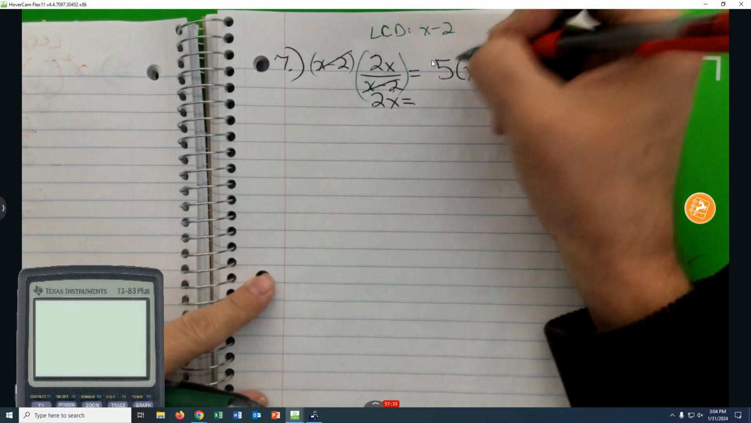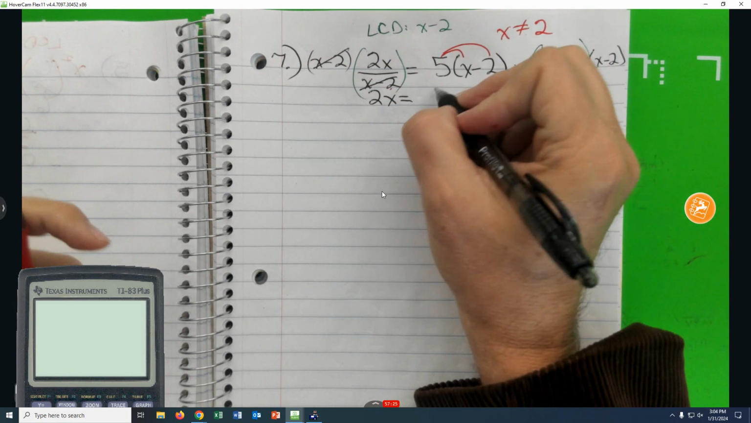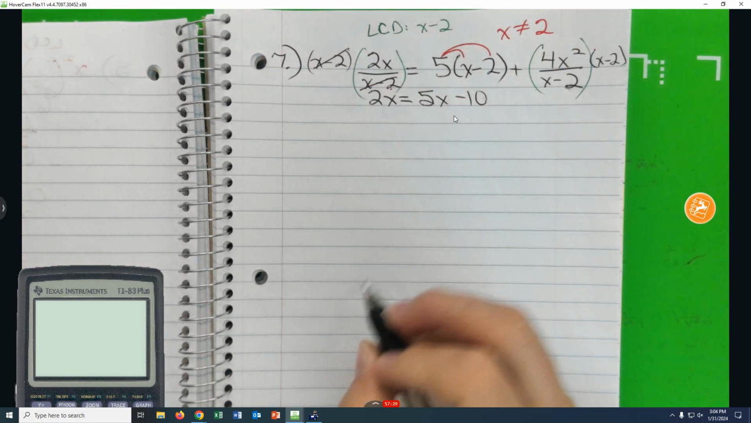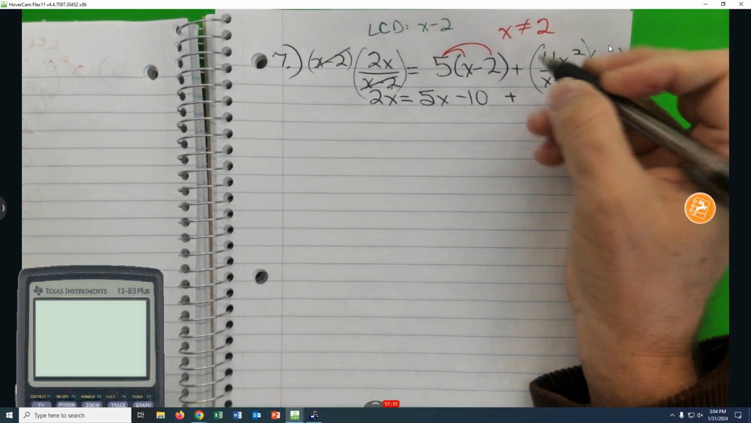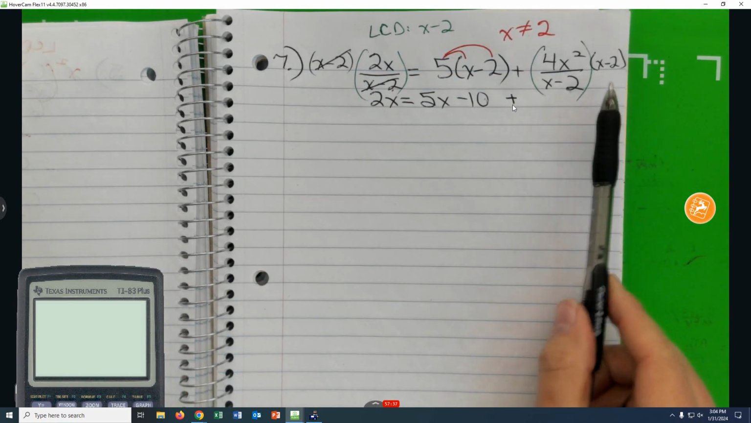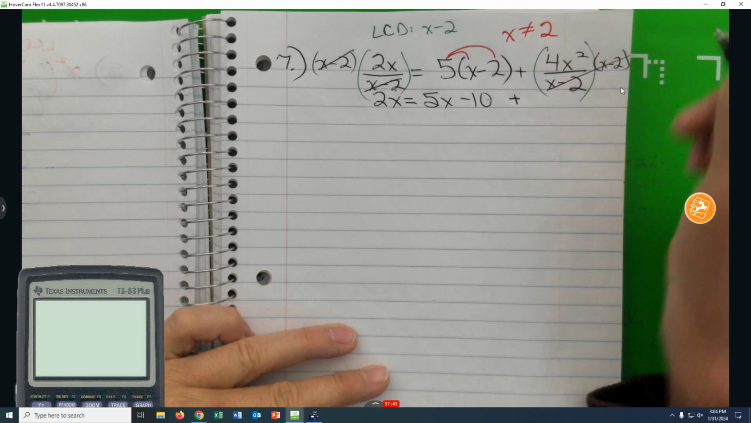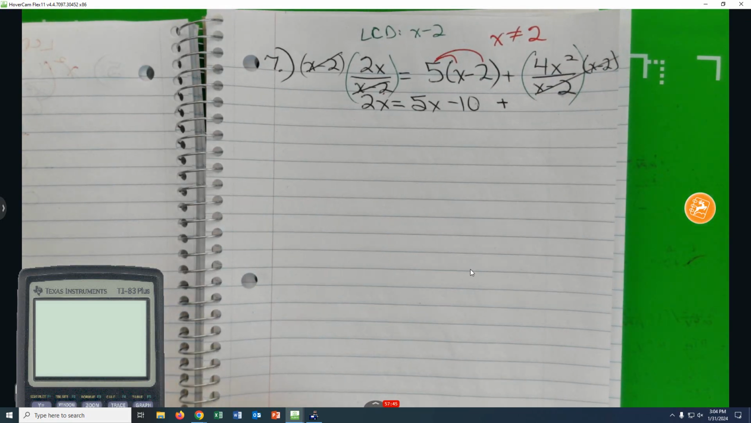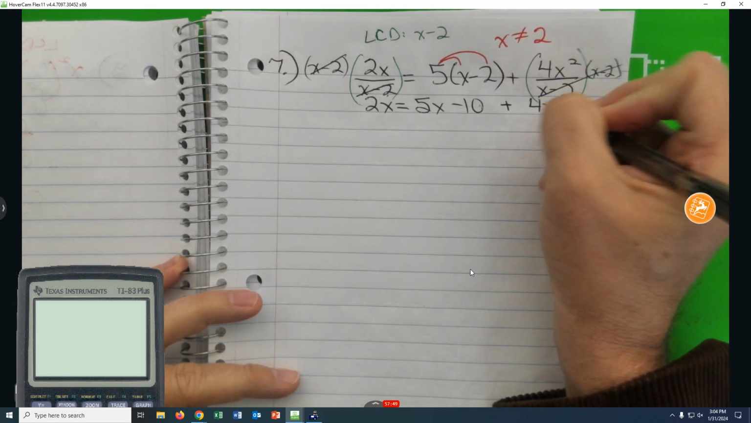Distribute to get 5x minus 10, plus, that plus is the plus right there. The third product, what's going to cancel? The x minus 2's. What's that going to leave us with? The 4x squared. Any questions there?